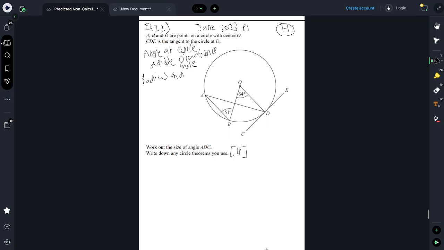You should know radius and tangent are perpendicular. You should know alternate segment theorem. So just alternate segment for now, just listing it. You should know opposite angles in a cyclic quadrilateral add up to 180. And there was another one. Oh yeah, angle in a semicircle is 90 degrees. So those are the main ones.